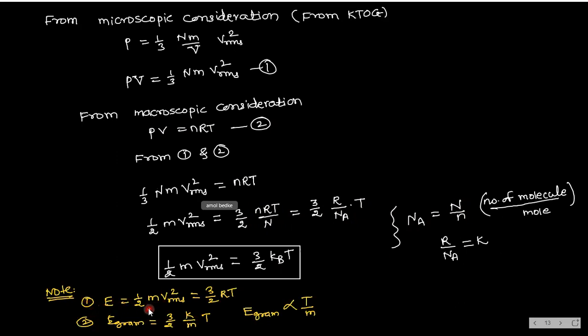Note point, you see, E is equal to half M Vrms square, which is equal to 3 by 2 RT, and energy per gram is equal to 3 by 2, just divide by M, so K by M into T, and energy per gram is directly proportional to T by M. So whatever problems they are asking you, you can use this.